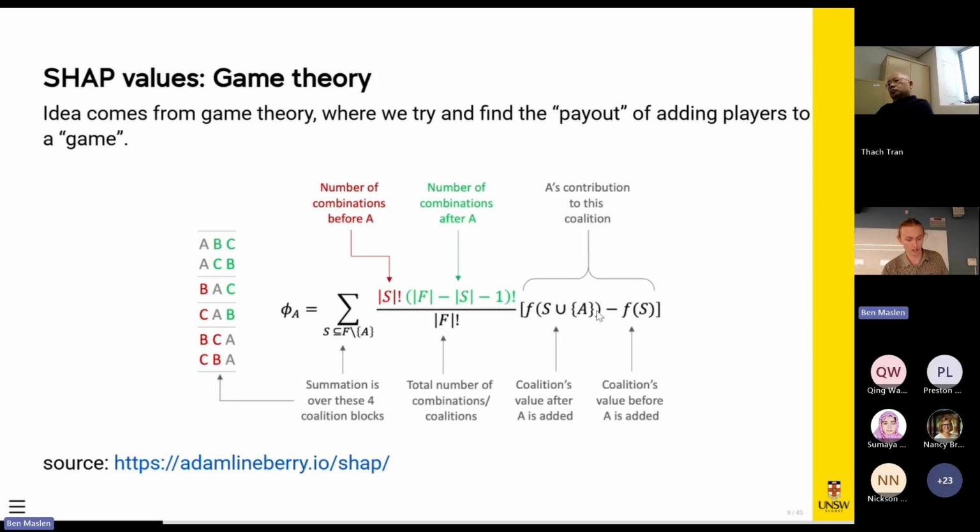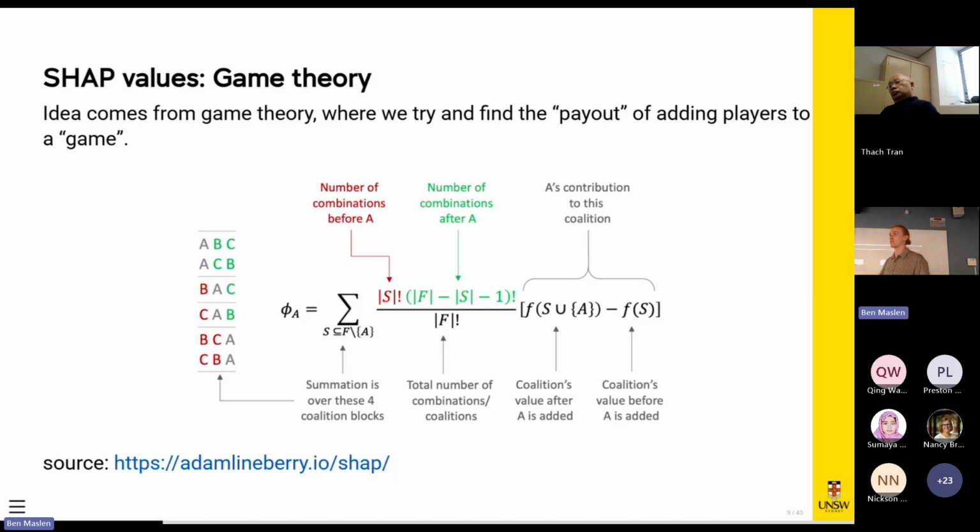What we're trying to work out is the coalition's value after A is added, and we subtract from this the coalition's value before A is added, to get A's contribution to this coalition. And this scary looking fraction here is just appropriately weighting our sum by the fact that there are multiple combinations in some of these coalitions, whilst other coalitions only have a single combination in them. But that's the basic idea of what we're trying to do.